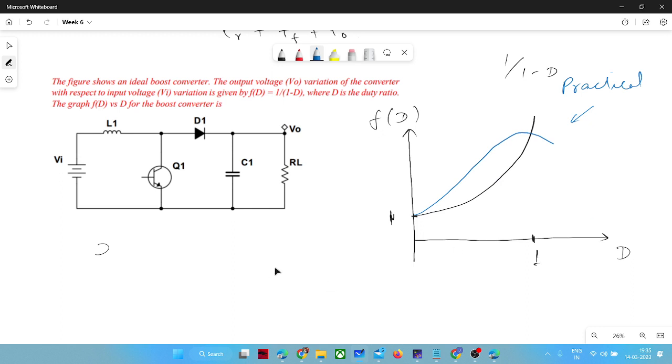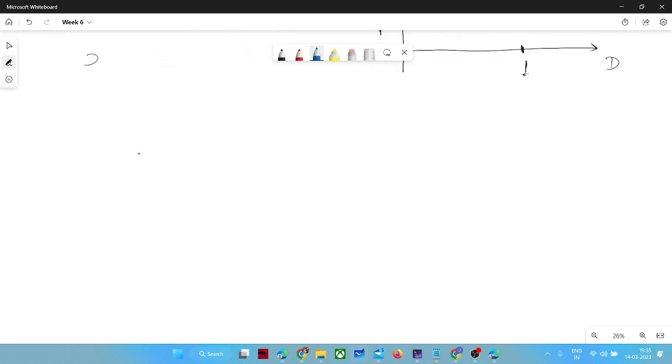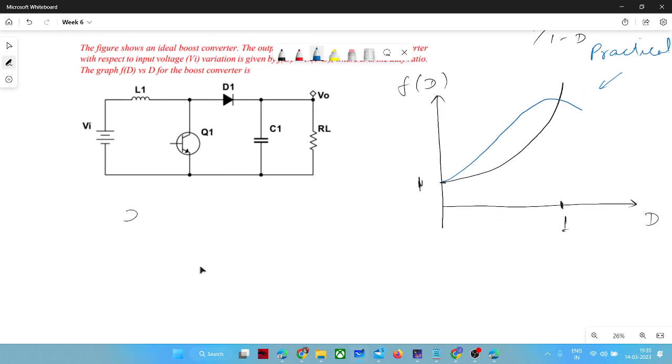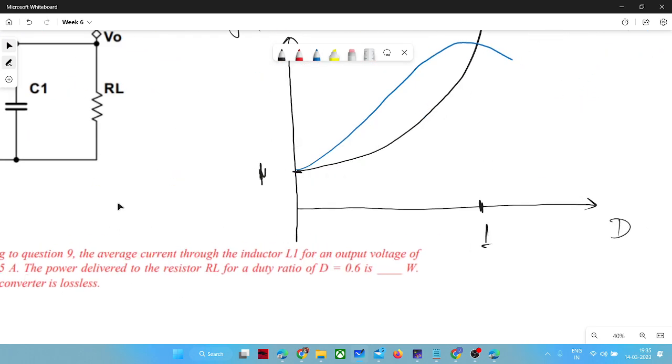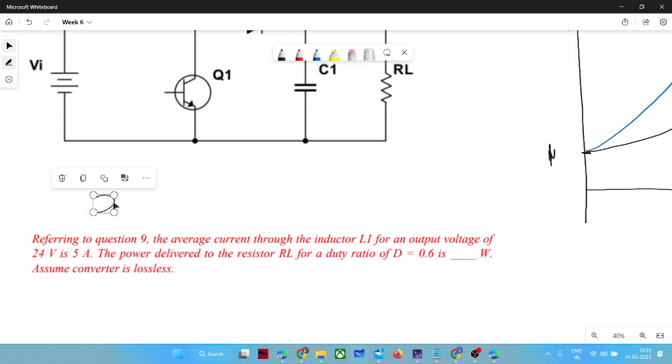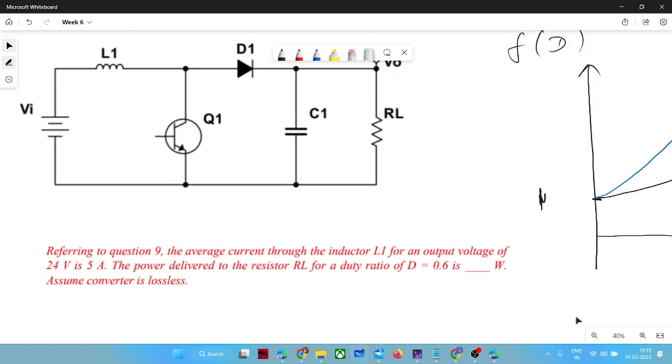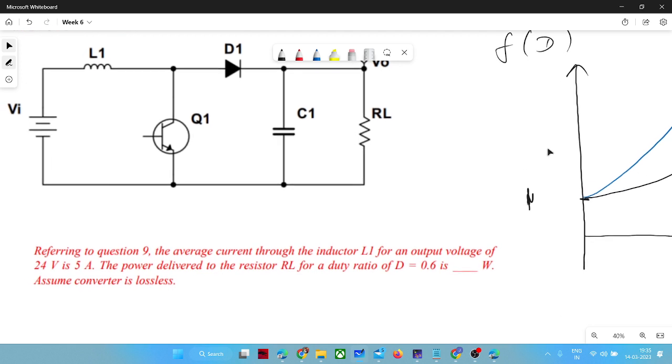One more problem could be added. This is the statement of another problem. Average current is given, right? Average input current is given. So question 9 is the previous one we discussed, and this is question 10 of the previous year assignment.